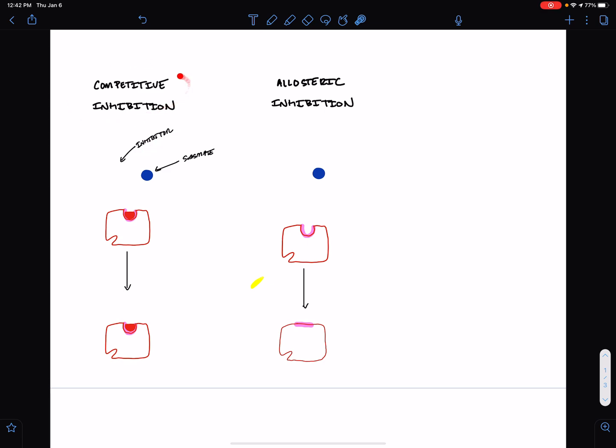In a competitive inhibition situation, if you add more substrate, sometimes you can outcompete the inhibitor for binding to the active site. So the amount of inhibition that happens is proportional to the amount of inhibitor that is present. If there's only a little bit of inhibitor, then there'll only be a little bit of inhibition because the substrate is much more plentiful. Okay, this is in contrast to this other type of inhibition called allosteric inhibition.